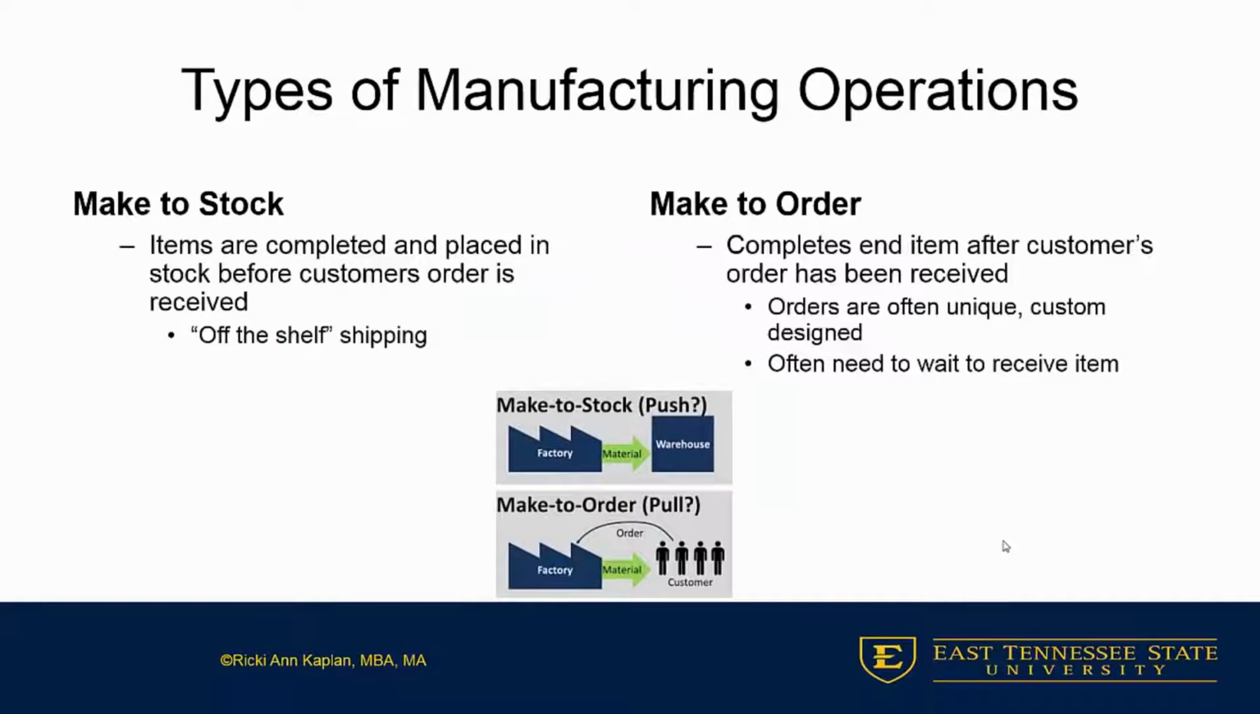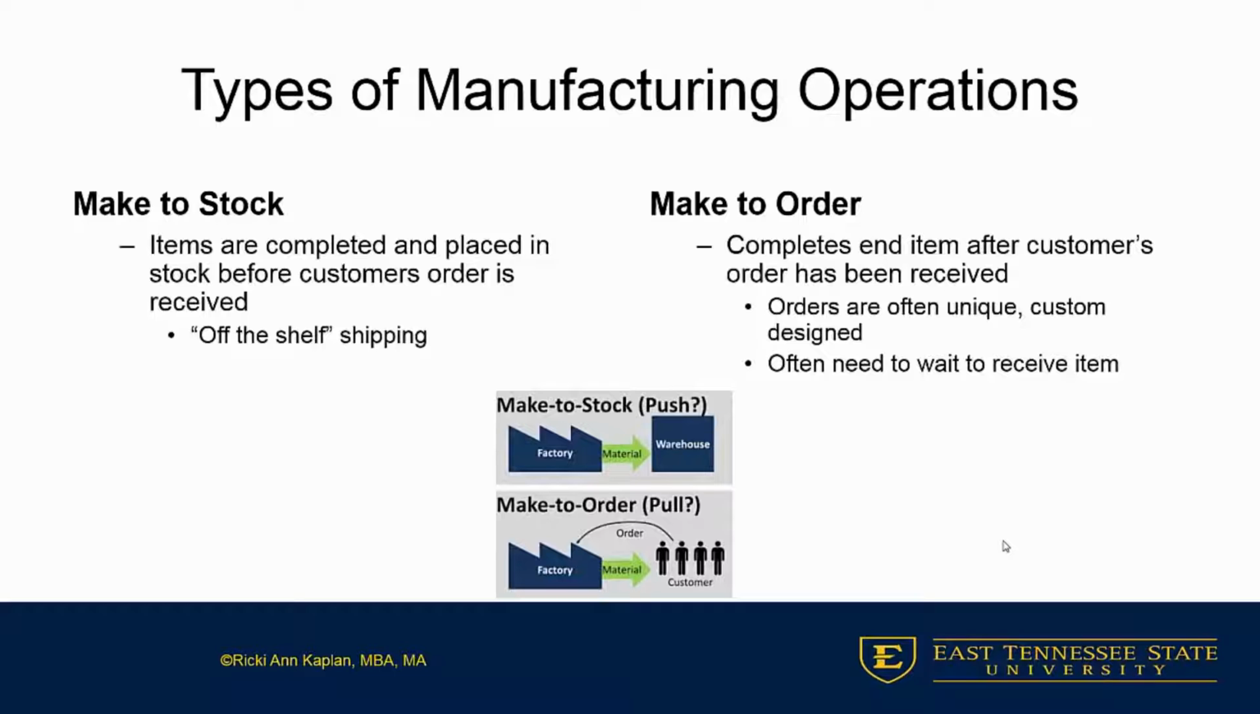So if we take a look at manufacturing, we take a look at complexity versus customization in service. What about manufacturing? Well, we take a look at either make to stock items. Items that are completed and placed in stock before a customer order is received. This is considered off-the-shelf shipping. You're going to produce items, stockpile them, send them out, and people will buy them as needed. Reams of paper, pens, pencils, toilet paper, those types of items.